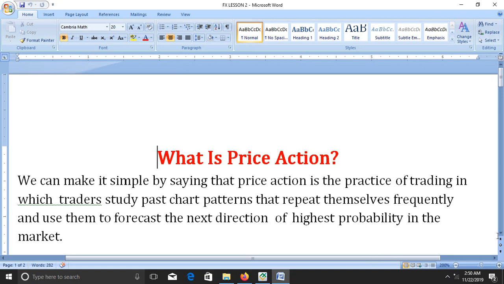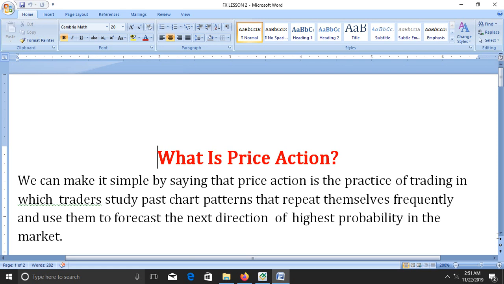What is price action? We can simply say that price action is the practice of trading in which the traders study past chart patterns that repeat themselves over and over again, and use them to forecast the next direction in which the market is most likely to go.